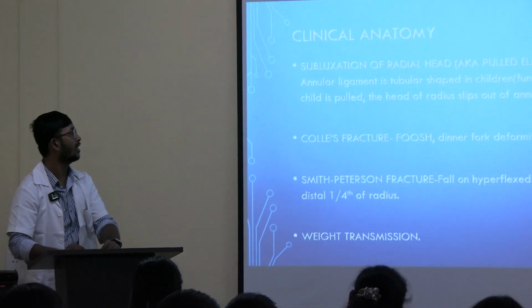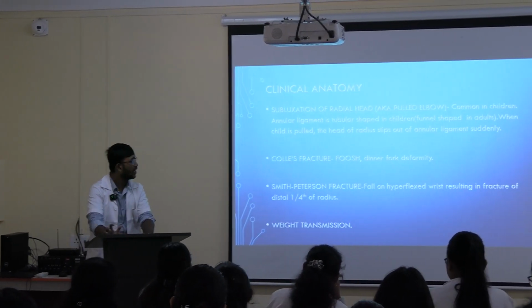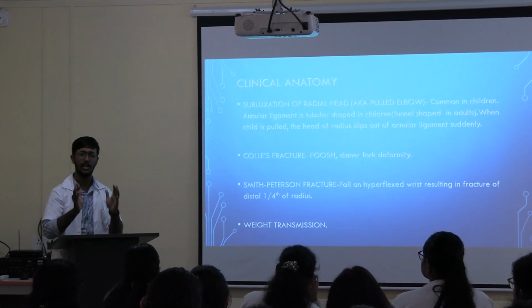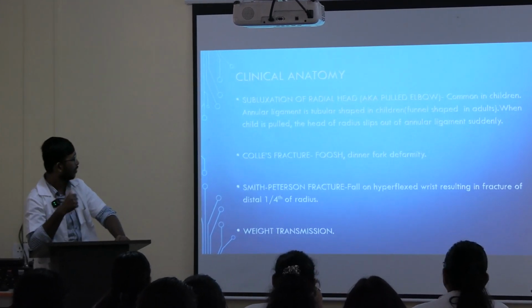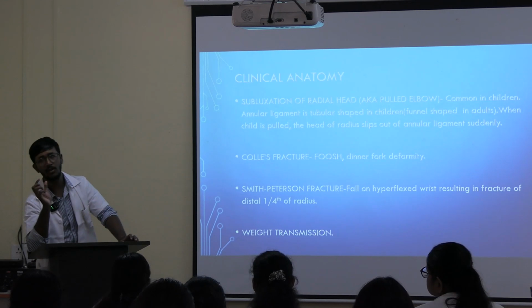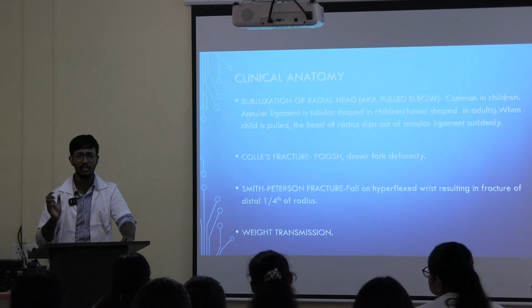Now coming to the clinical anatomy. Subluxation of the radial head, also known as pulled elbow. We have discussed this in relation to the annular ligament. Now coming to Colles fracture. What is FOOSH? This is a mnemonic for fall on outstretched hand.